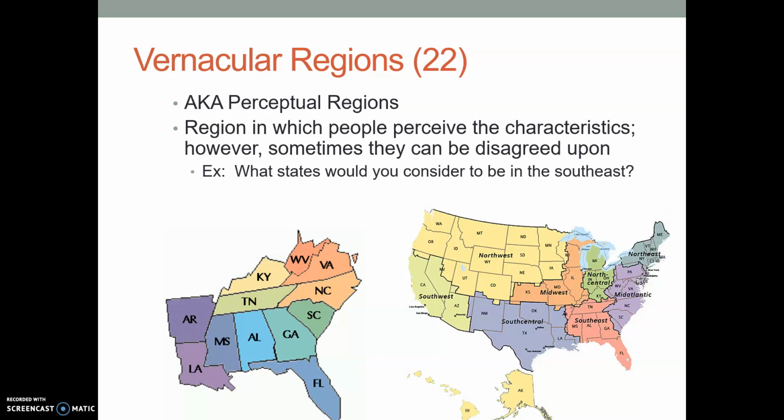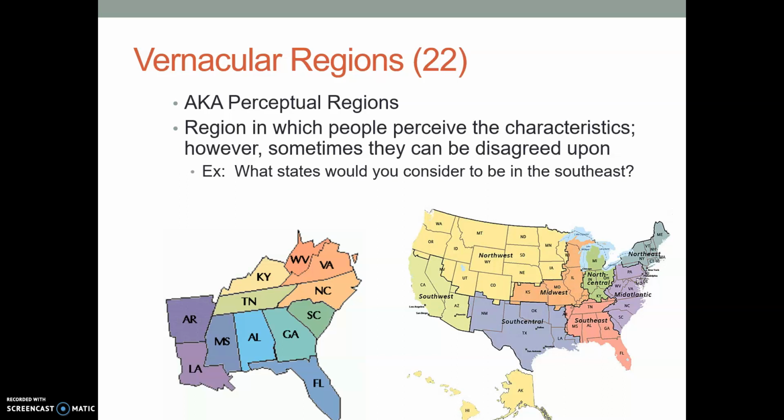Two different maps here, both of the southeast United States, but we have two different people's interpretations. One would include West Virginia and Kentucky and Arkansas and Virginia. Maybe you think those are part of the Southeast, maybe you don't. Or over here, they don't include North or South Carolina. Louisiana is not involved. Maybe you agree with that, maybe you don't. Or maybe you have a different interpretation. But that's the idea of a perceptual region, it can change from person to person.